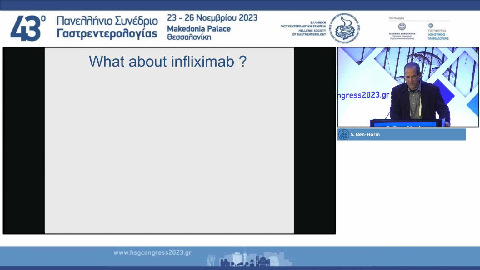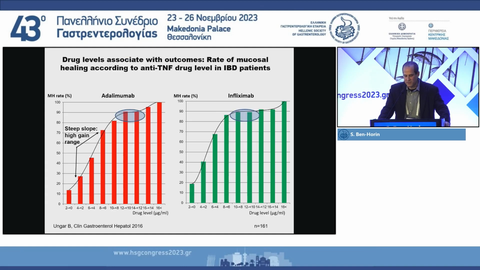Now, what about infliximab? With infliximab, we know, again, from several studies that we get a much nicer and much steeper dose response curve than we get with vedolizumab and possibly also with ustekinumab. We are aware that for infliximab and similarly for adalimumab, levels of around 10 are usually associated with high rates of mucosal healing, as shown in this study.